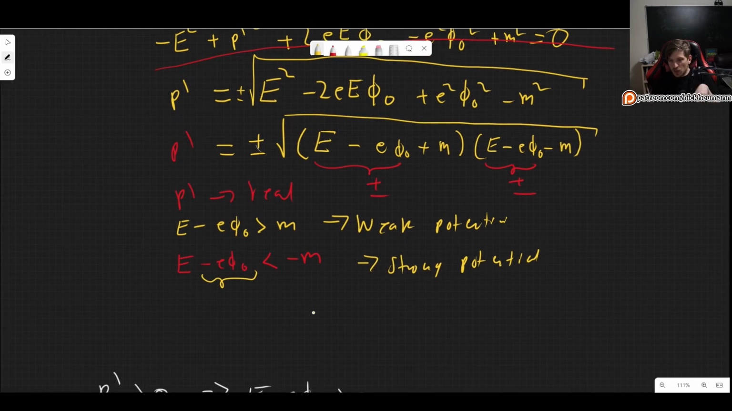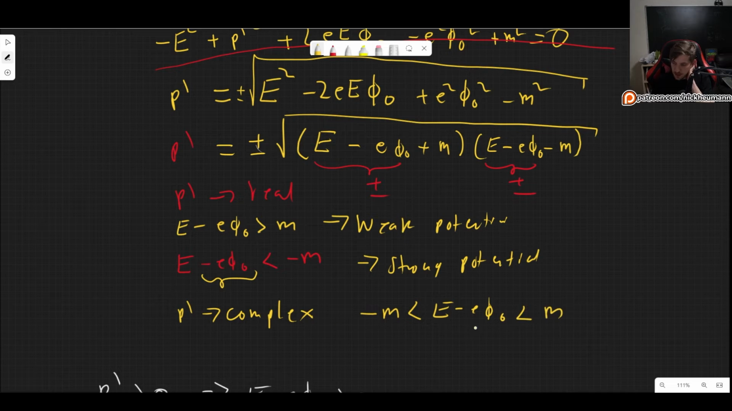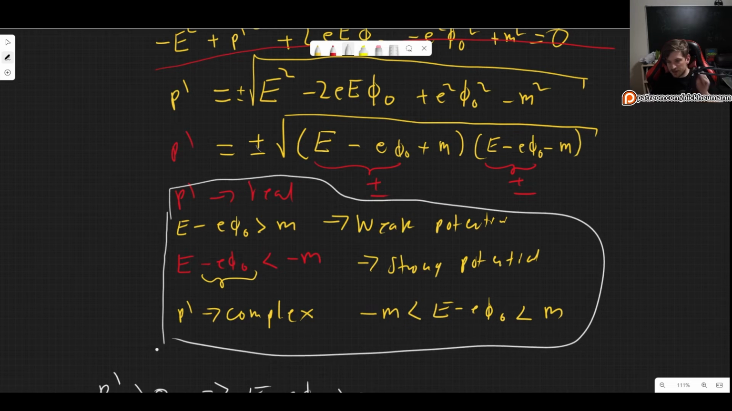Then what is the condition going to be for P prime to be complex? Here we are simply left with the intermediate case. You can analyze it like we just did and see that they have to be one positive and one negative. But you can also see that we have gone through every possible value except for the intermediate place. So the condition would be that E minus E phi 0 would have to be between minus M and M. So these are our conditions for P prime to be real or complex.